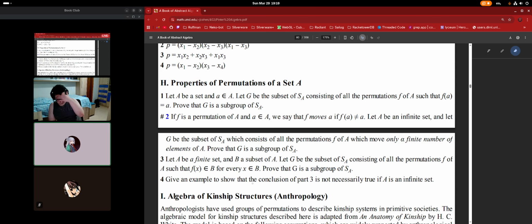But then 4 goes on and says, okay, now give an example to show that 3 is not necessarily true if A is infinite. My intuition is telling me that we need to go on 3 about what happens if B is A, and then what happens if A is finite, if this breaks the proof, and in 4 making B A is a problem. I think it's something along those lines.